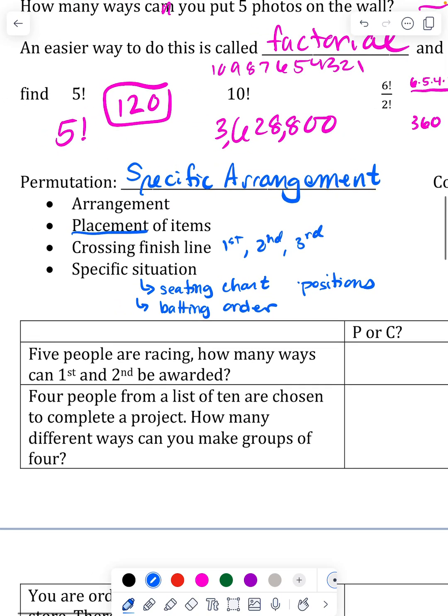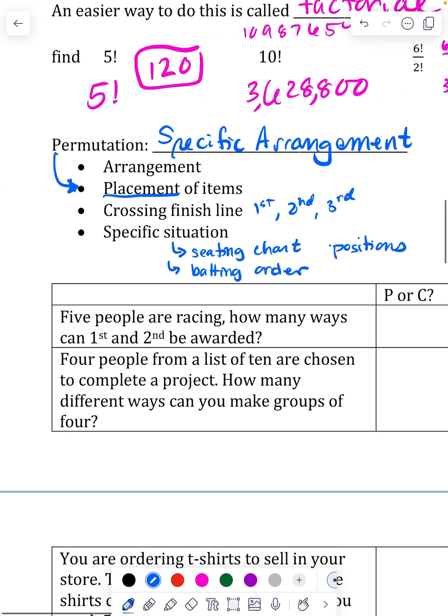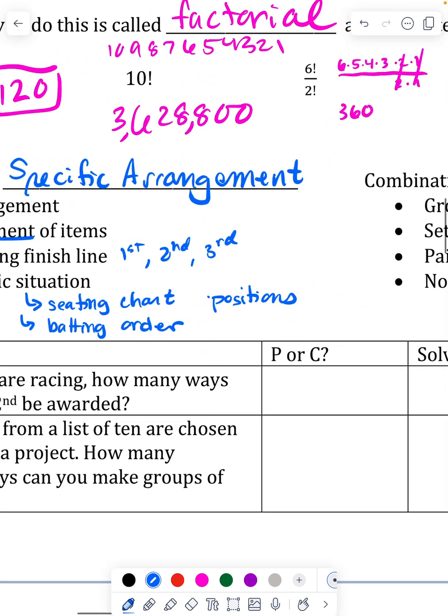So I always think that a permutation is placement. It's placing things specifically. And then the formula for that, however many items you have, I don't know why there's not a spot for the formula here. It's kind of annoying.